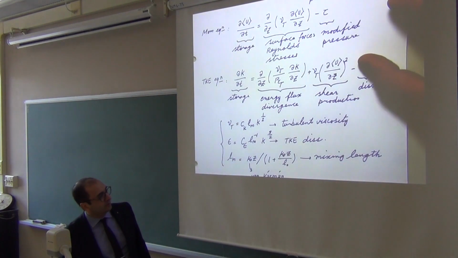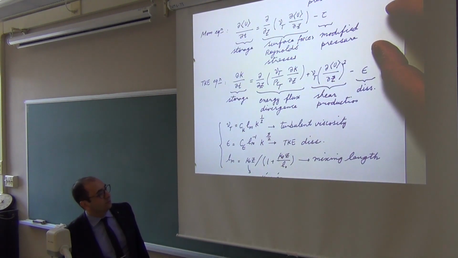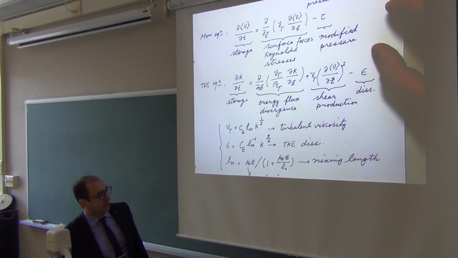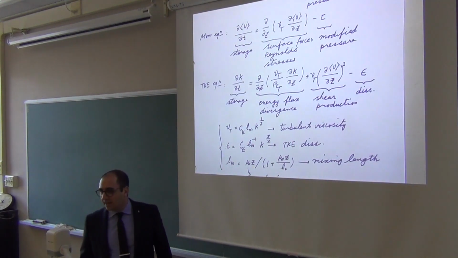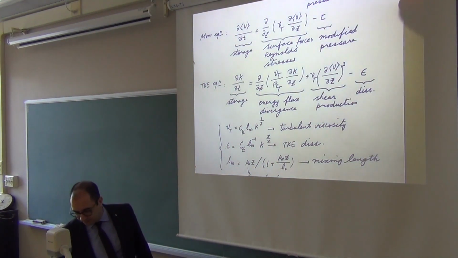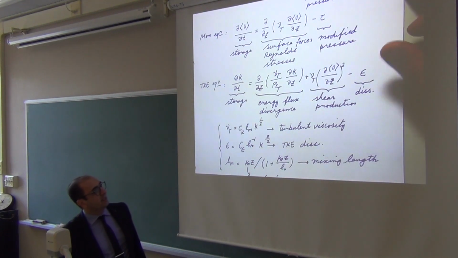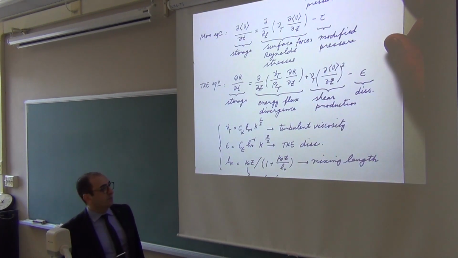Although there are lots of techniques to solve this gracefully numerically, which you would do in your computer labs, but this is an example. Can anybody tell me if this is a one equation turbulence model or a two equation turbulence model or an algebraic turbulence model?